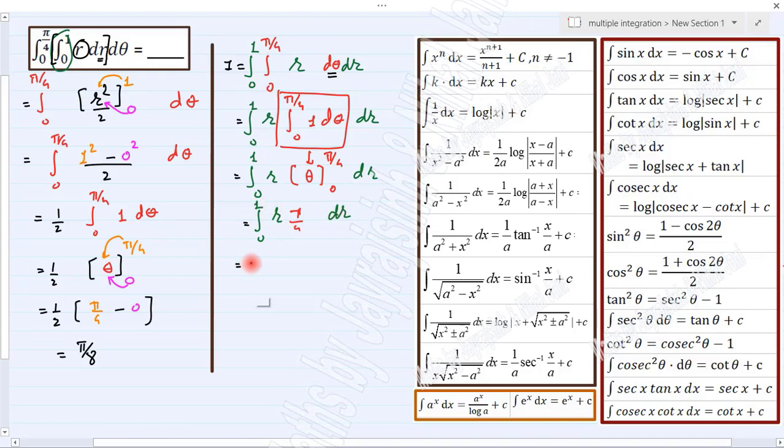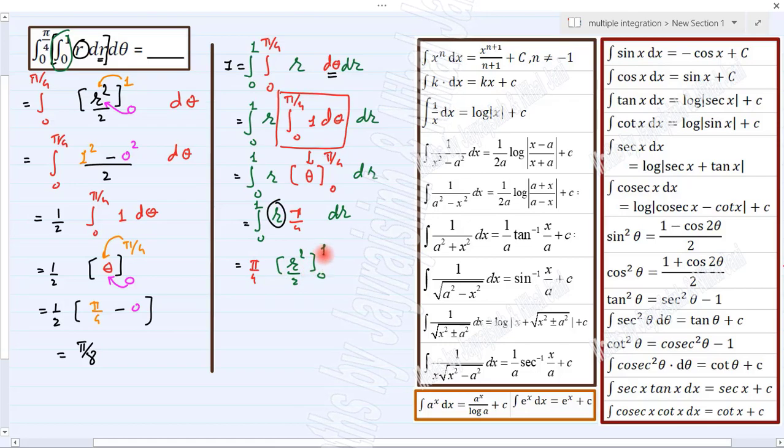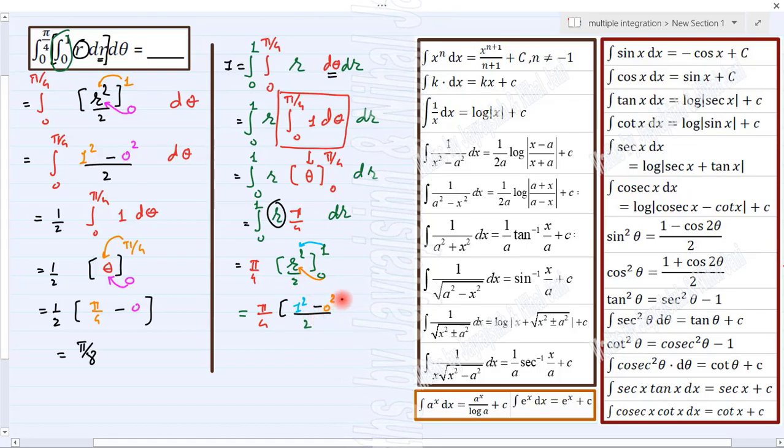Now this pi by 4 is a constant, take it outside. Integration of r will be r square by 2. Limit is from 0 to 1. So pi by 4, from upper limit we will get 1 square, minus from lower limit we will get 0 square, whole divided by 2. So we will get pi by 8 as a final answer.